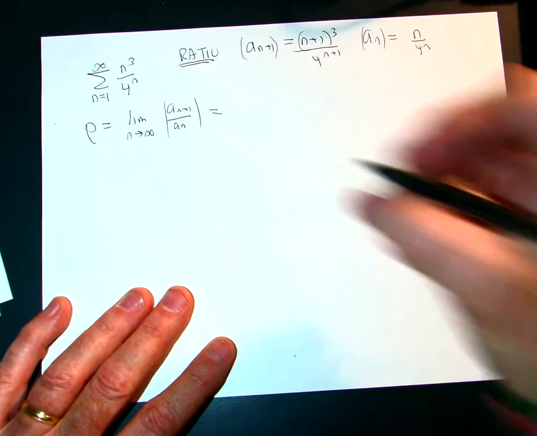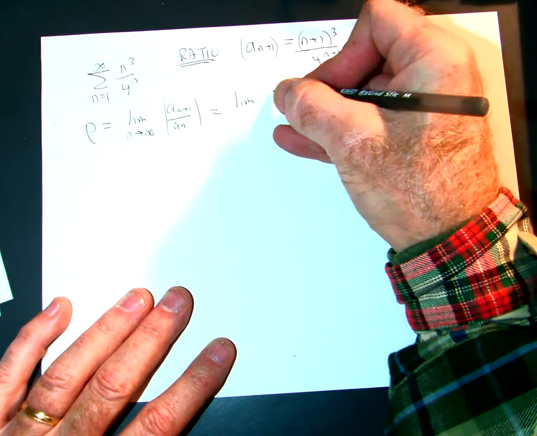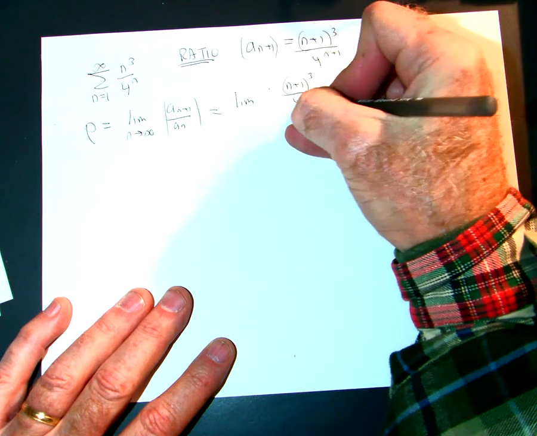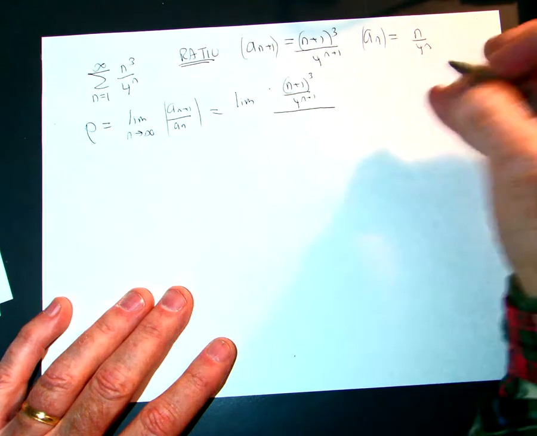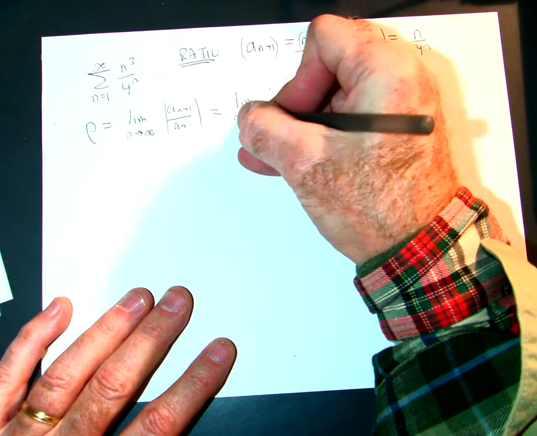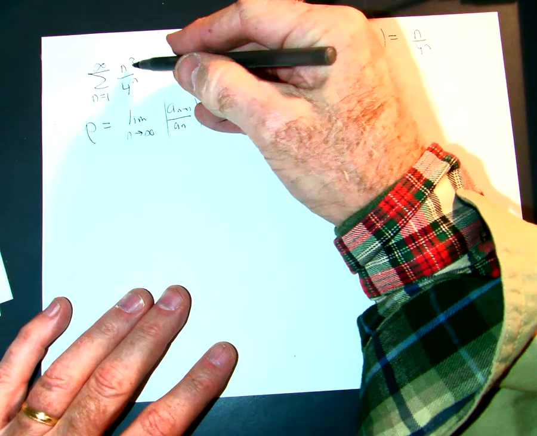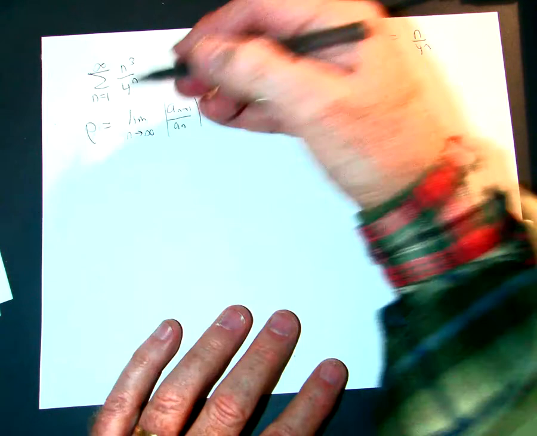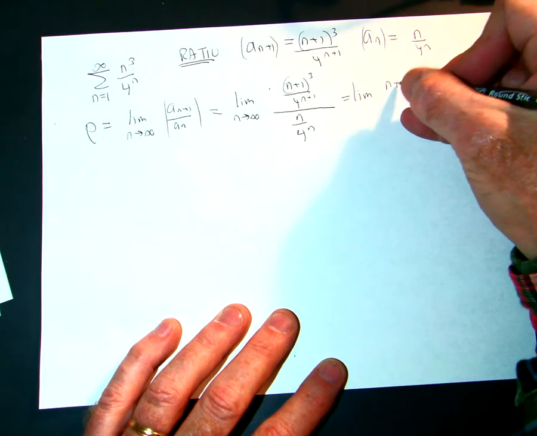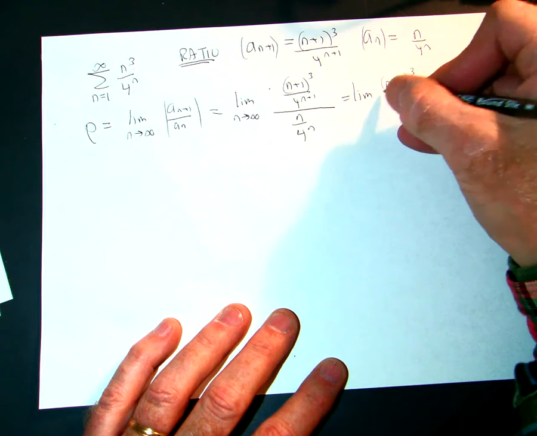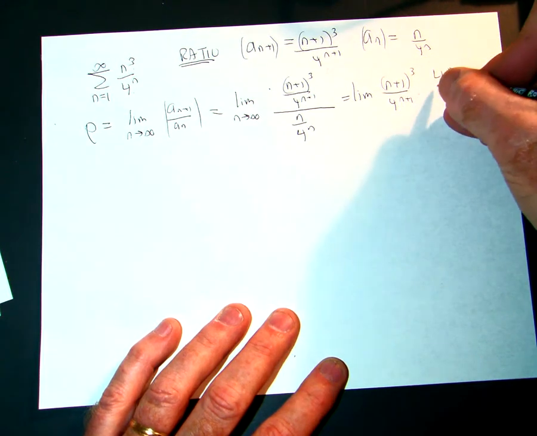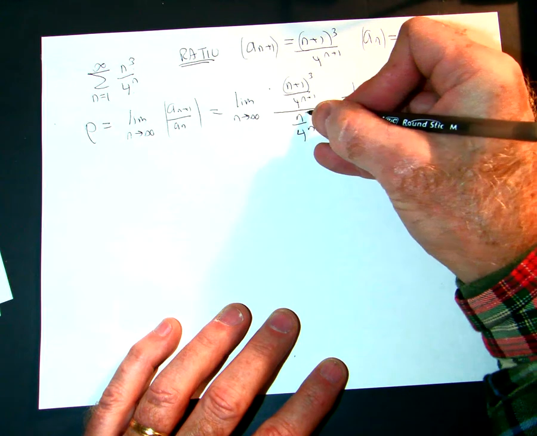since everything's positive, the absolute value equals the series. So I get (n+1) cubed over 4 to the n+1 over n cubed over 4 to the n. So this is a mashup of a divergent p-series and a convergent geometric series. Let's see which one wins. So invert and multiply. Oops, it's n cubed.